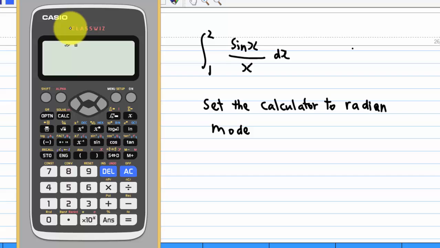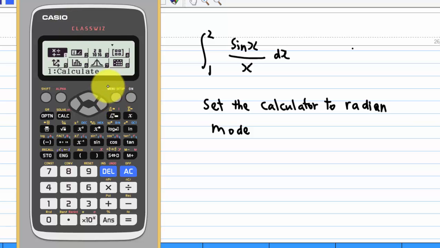Next, we are going to access the spreadsheet function. To do this, you select Menu, and then go to number 8, the spreadsheet function, and press equal.